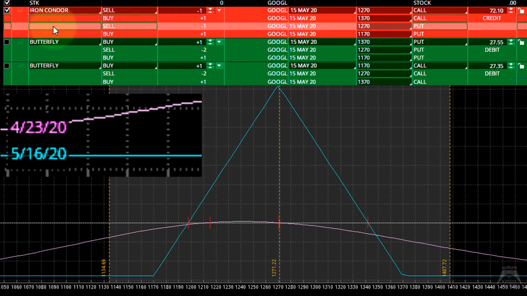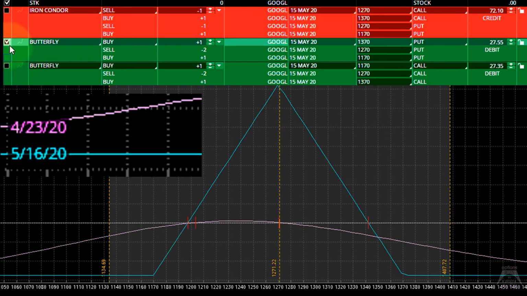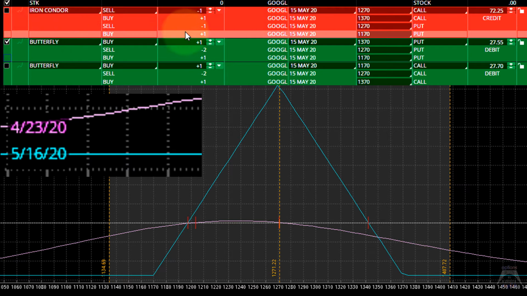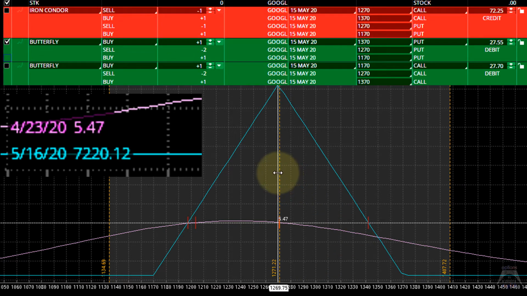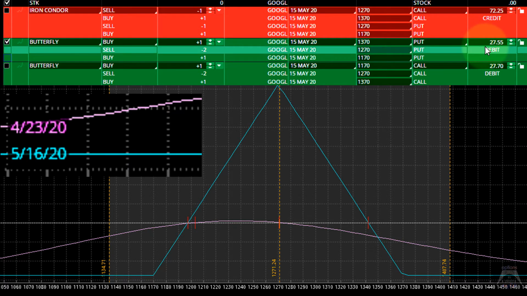Now let's take a look at the put butterfly. Now we're looking at the put butterfly. The max profit is going to be, I can't really pin it, but basically it's going to be 100 minus 27.55, which is going to be 7,245.